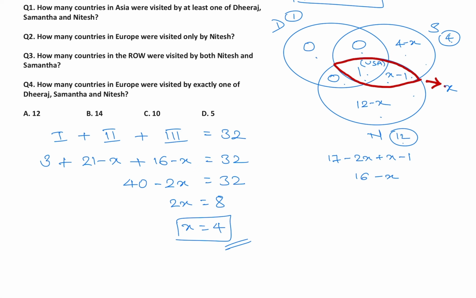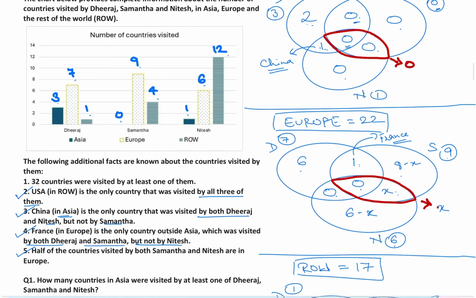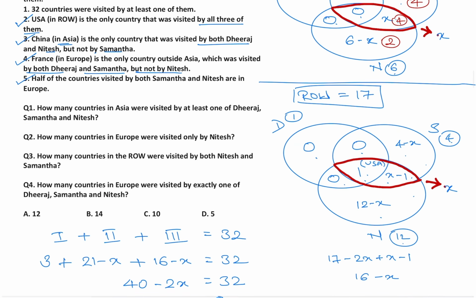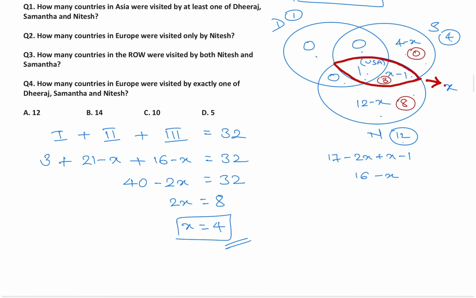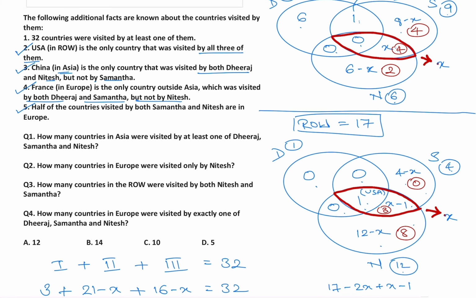Okay, so now when x is 4, let's complete the Venn diagrams. So when x is 4, 8 minus x will be 4. X, I know it is 4. When x is 4, 6 minus 4 will be 2. Here when x is 4, 4 minus 4 will be 0. 4 minus 1 will be 3. And 12 minus 4 will be 8. Okay. So my Venn diagrams are complete. I can move on to the questions.